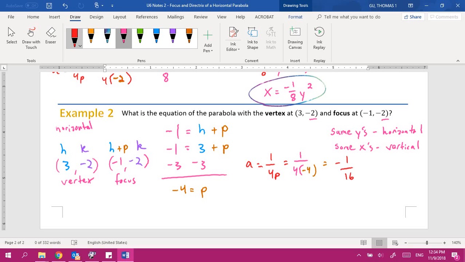You already have your vertex, so now you're ready to write the equation. What is the equation going to be? X equals negative 1 over 16, parentheses y plus 2. Right, because remember the h's and the k's switch spots. Squared, plus 3.